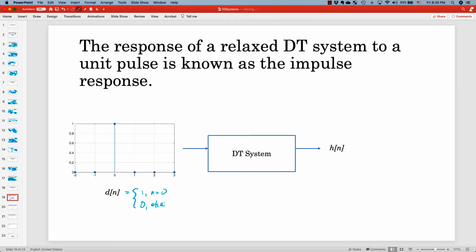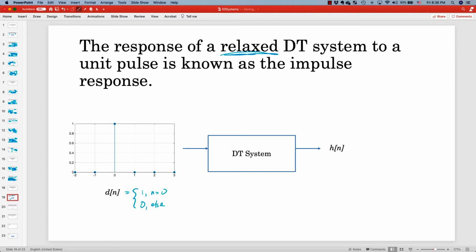In some books this is called the unit impulse in discrete time. In some books this is called the unit pulse. In some books it's called the unit sample. Those are all interchangeable terms. I'm going to probably call this the unit impulse because I like to call the response, or the output of a system due to this, the impulse response. And I like calling it that because it serves the same purpose in discrete time as it did in continuous time.